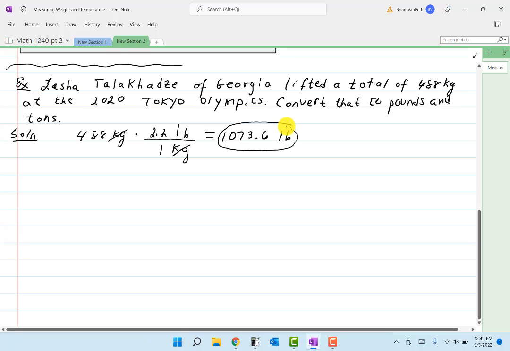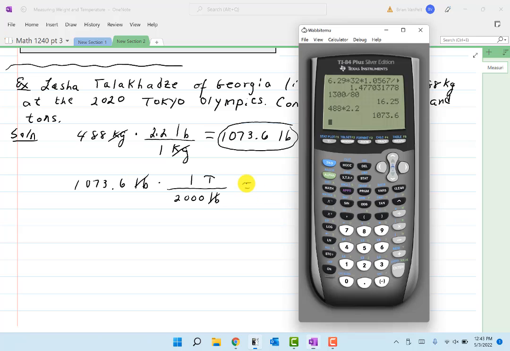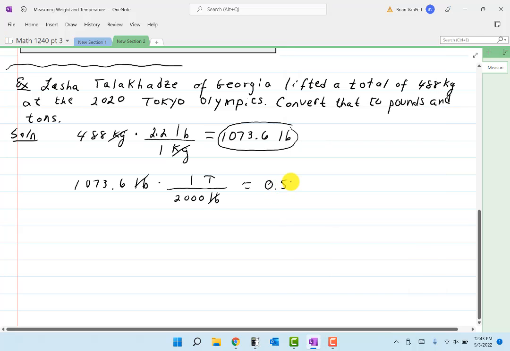Now we also wanted it in tons. So I'm going to start with the 1073.6 pounds. And I happen to know that there's 2,000 pounds in 1 ton. So I can wipe out my pounds, and all I have to do then is take and divide. I'll just hit divide, 2,000. 0.5368 tons.